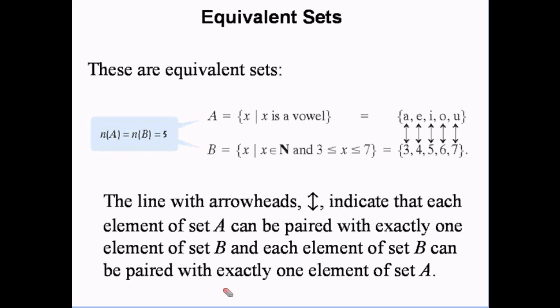And then these arrowheads indicate that you can pair up the elements. Now, how you pair them up doesn't really matter, but we can pair one element of set A with one element of set B, and I don't have any leftover elements on either set.